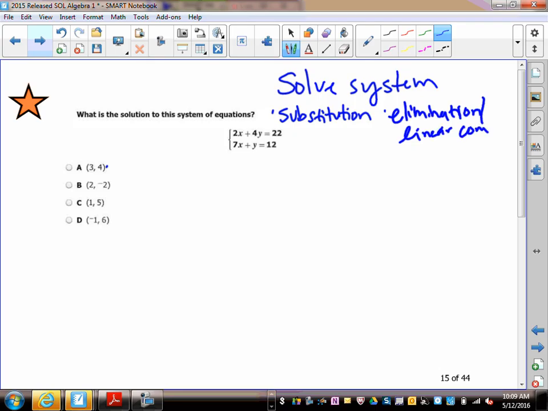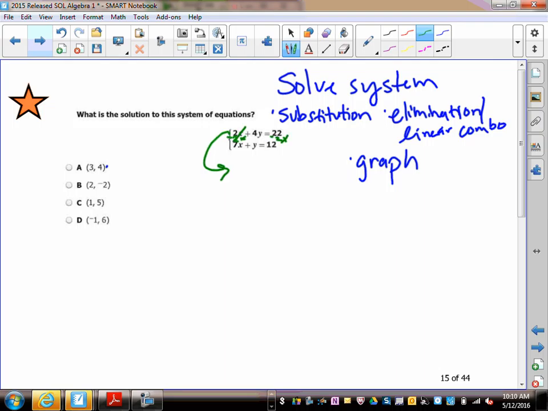Linear combo. And the last thing you can actually do is also graphing. Again, on your graph, it's where they intersect that is your solution. Okay. So we're going to start off by graphing. Save myself some time. So I'm going to subtract 2x from both sides.